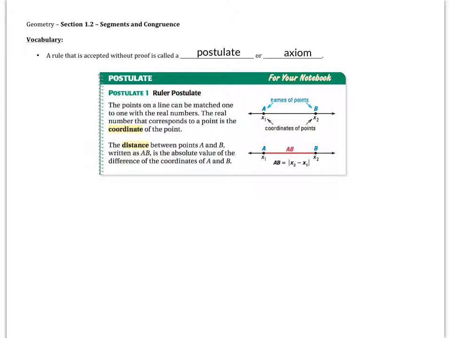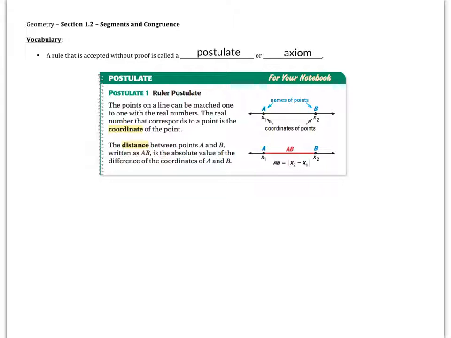So what a postulate is, it's a rule that is accepted without proof. So it's just something that has to be true in order for us to be living, breathing human beings on this planet, for the world to work. So let's take a look at our first postulate, number 1. Ruler postulate. The points on a line can be matched 1 to 1 with the real numbers. The real number that corresponds to a point is the coordinate of the point. So basically here, the ruler postulate is kind of describing the number line.